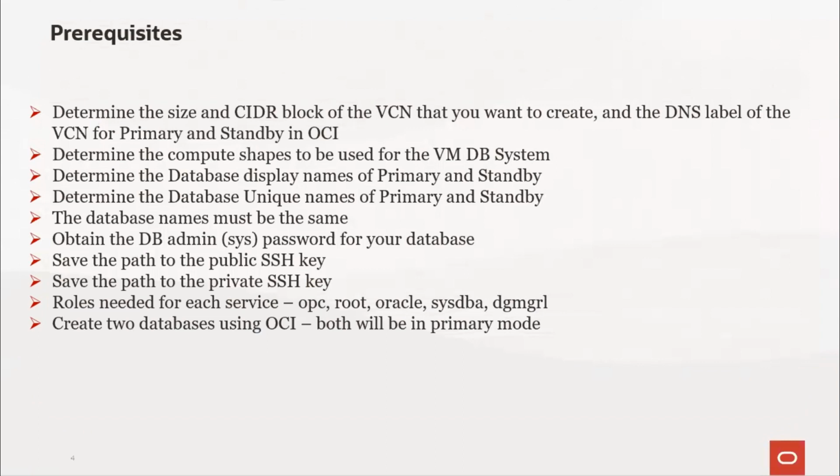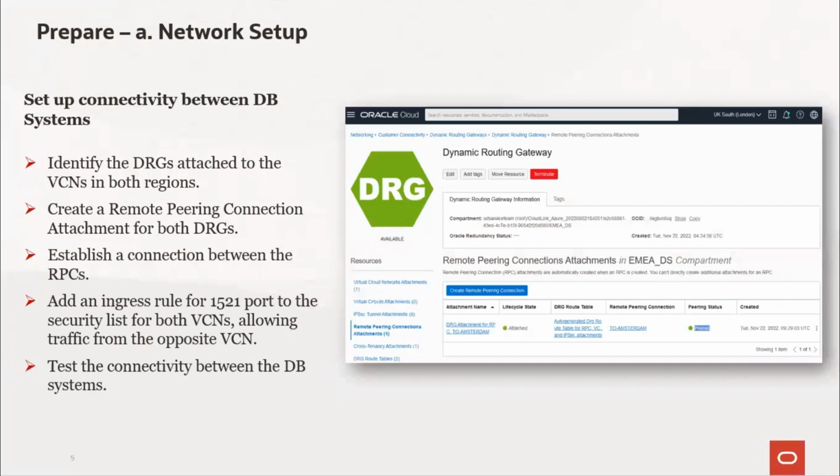Now, before configuring the Data Guard, here are some prerequisites. Gather the information that you'll need to set up the standby database and then provision the two databases using the OCI console. Both databases, primary as well as the intended standby, will initially be in a primary role. This is the most important step: set up the network connectivity between the DB systems.